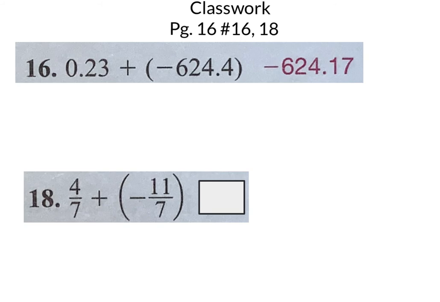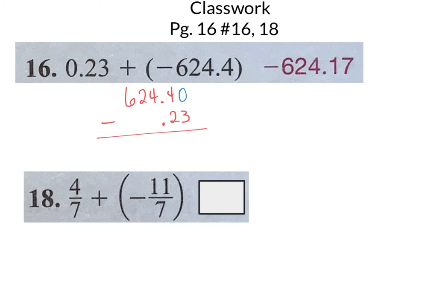All right, so line up your decimals. You should have done 624.4 minus, line up your decimal, 0.23. I was missing a 0, so I had to add a 0 there. Okay? And then you do your subtraction.